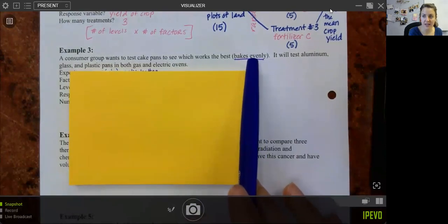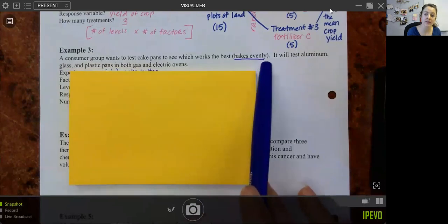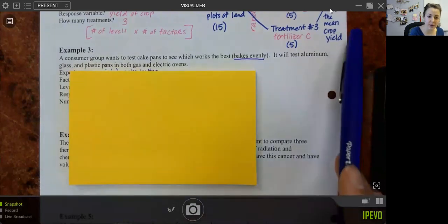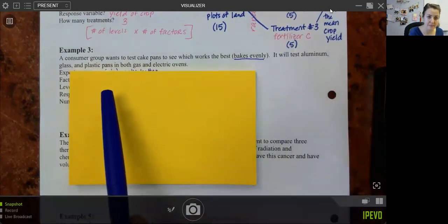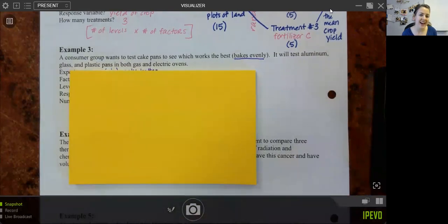Which cake can we get to bake evenly? Well, we want to find the best combination. We've got 3 different types: aluminum, glass, and plastic pans. We also have gas and electric ovens. So we want to try to figure out different combinations to see what's the best combo, what will give us the cake that will bake the most evenly.